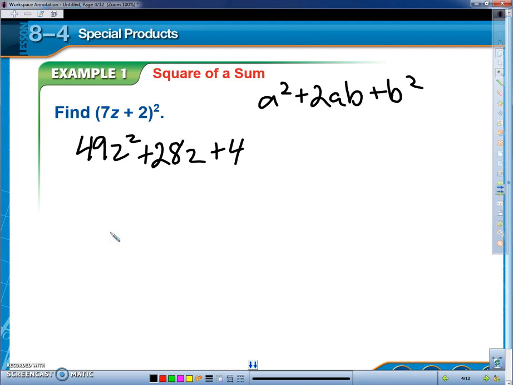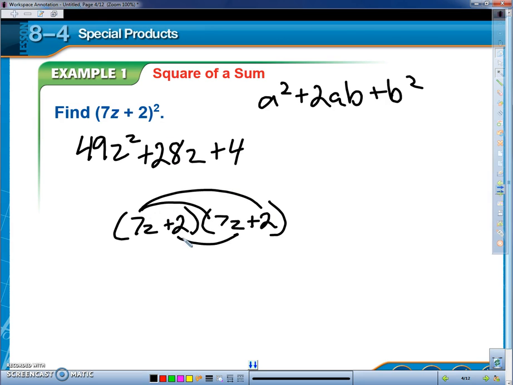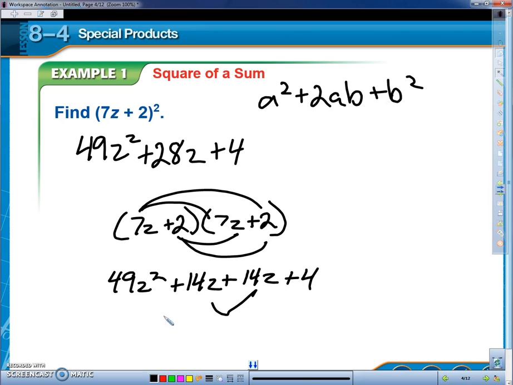Now, if you're like, Coach Hammond, I have no idea what you just did, all you have to do is write 7z plus 2 times 7z plus 2. That's what squared is. So if you take the time to do all of this, it's going to be 49z squared plus 14z plus 14z plus 4. And when we reduce this down, our answer is 49z squared plus 28z plus 4. All right, let's go on.